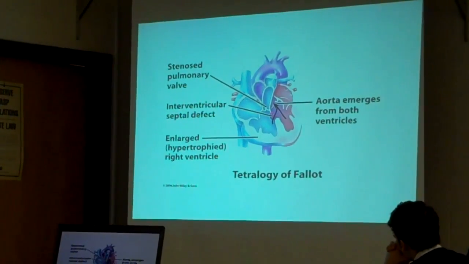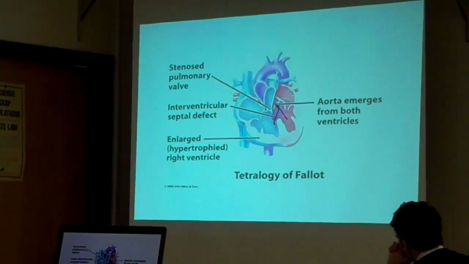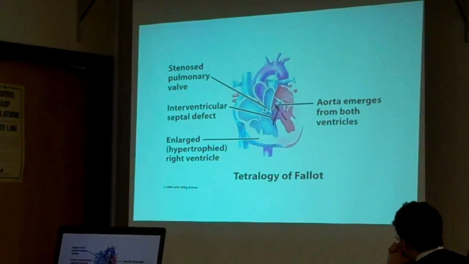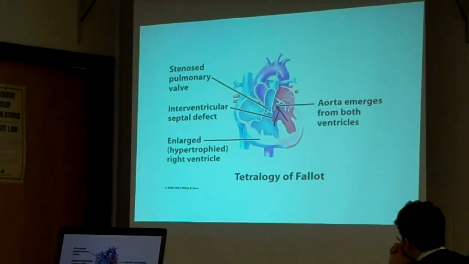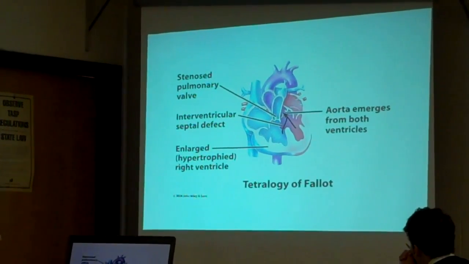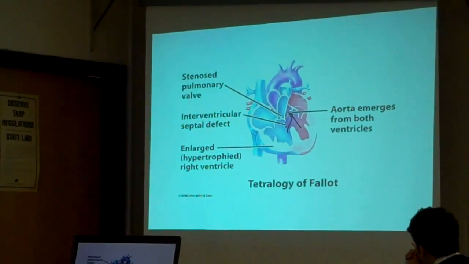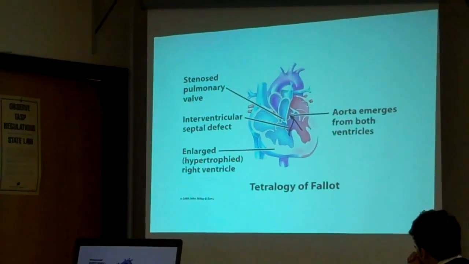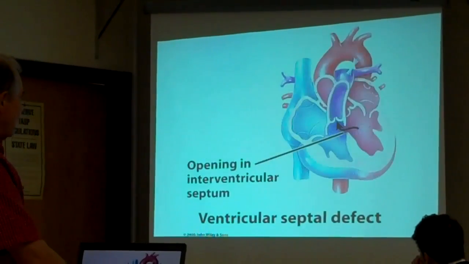Interventricular septal defect. The aorta emerges from both ventricles. There's blood right there from the right ventricle and from the left ventricle. The aorta emerges from both of those, and an enlarged right ventricle. That's tetralogy of Fallot. Those are congenital things. There are so many other congenital, born-with type things. So that just gives you a little rundown on that.